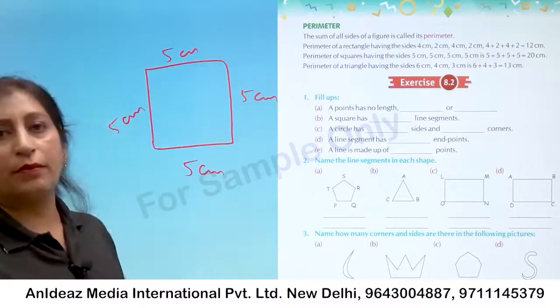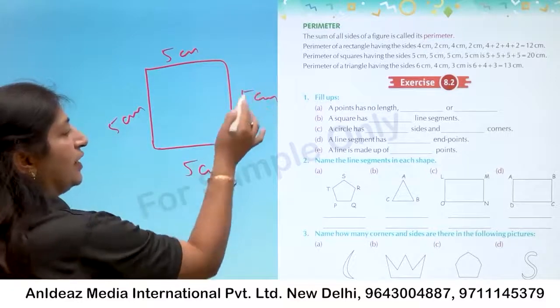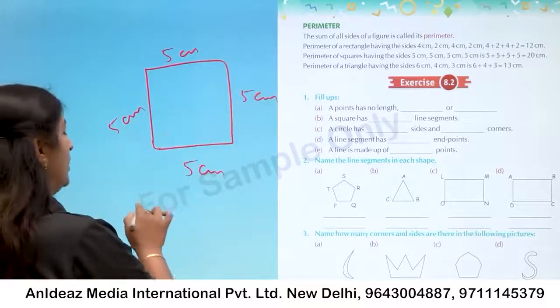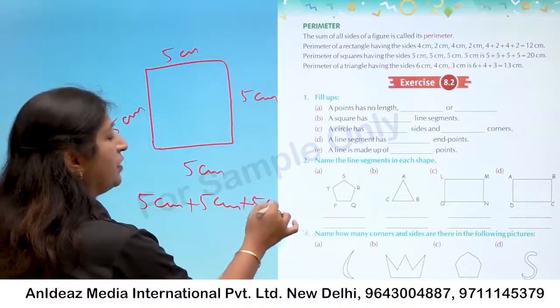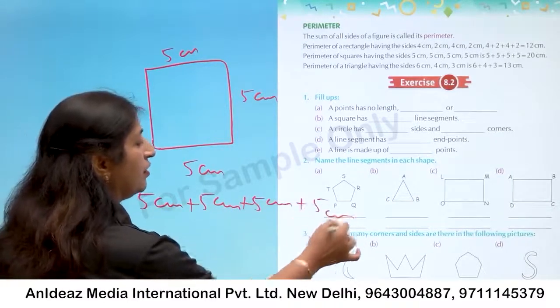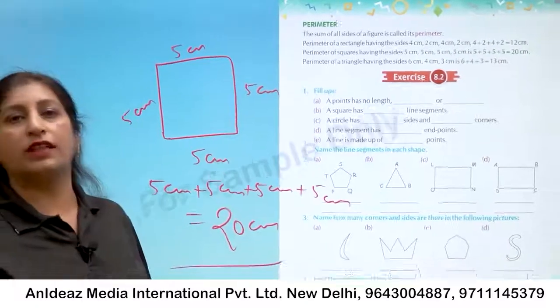To calculate the perimeter, we just add the lengths of these 4 sides. 5 plus 5, 10 plus 5, 15 plus 5, 20. 5 centimeter plus 5 centimeter plus 5 centimeter plus 5 centimeter. This all gives us 20 centimeter as the perimeter of the square.